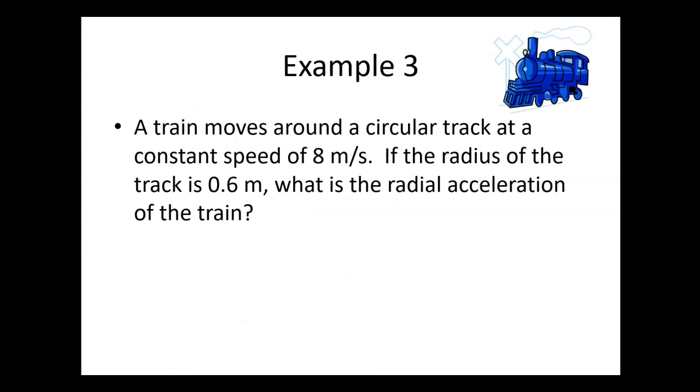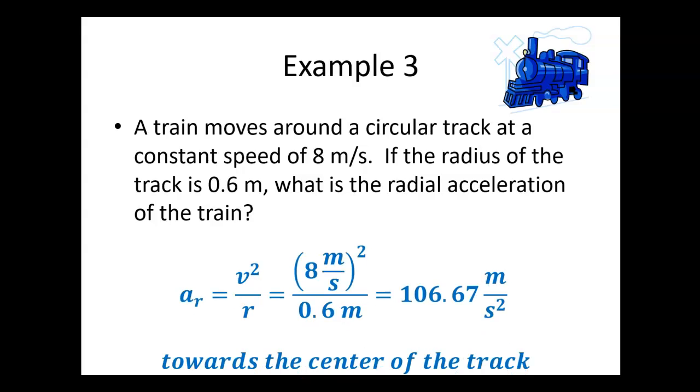So for the toy car, or the toy train again, moving on a circular path at a constant speed of 8 meters per second, the radius of the track is 0.6 meters, and so we could find the radial acceleration. It would be the tangential speed squared divided by the radius of the path. And that acceleration always points toward the center of the track.